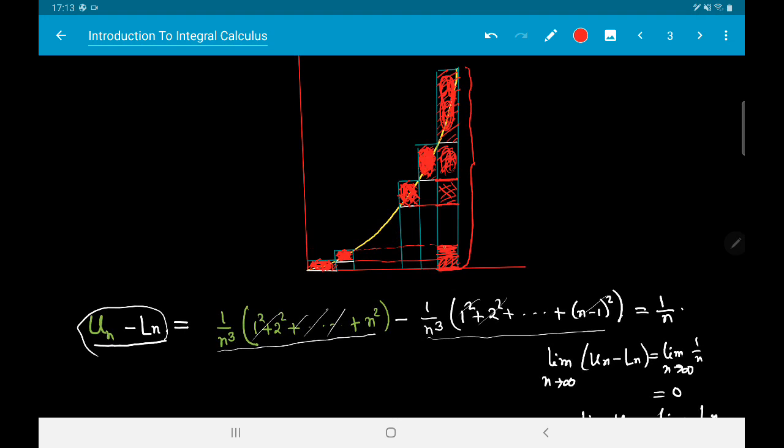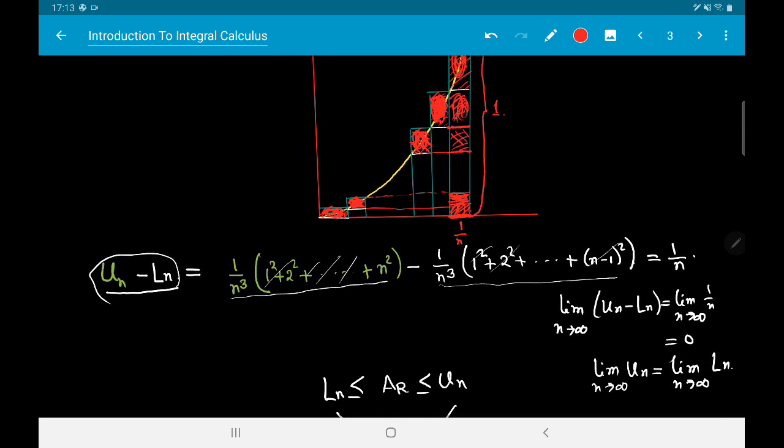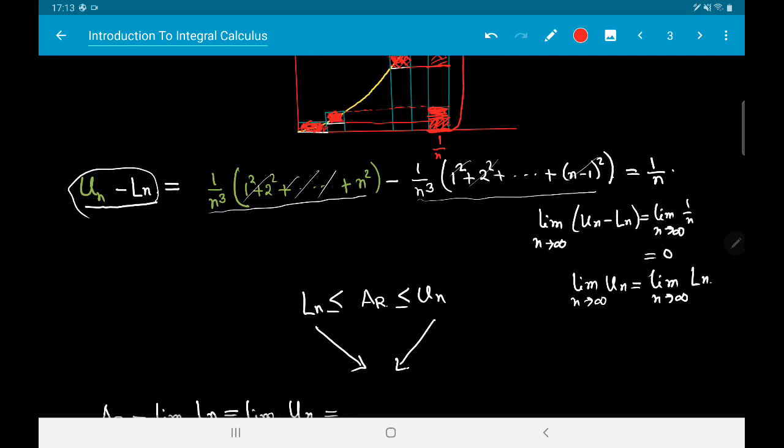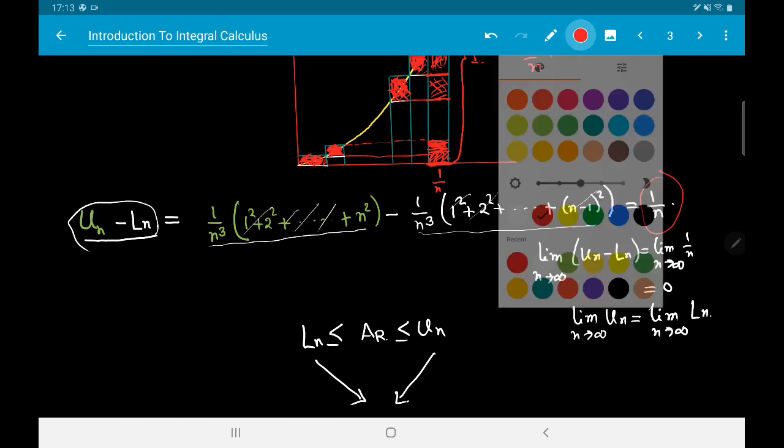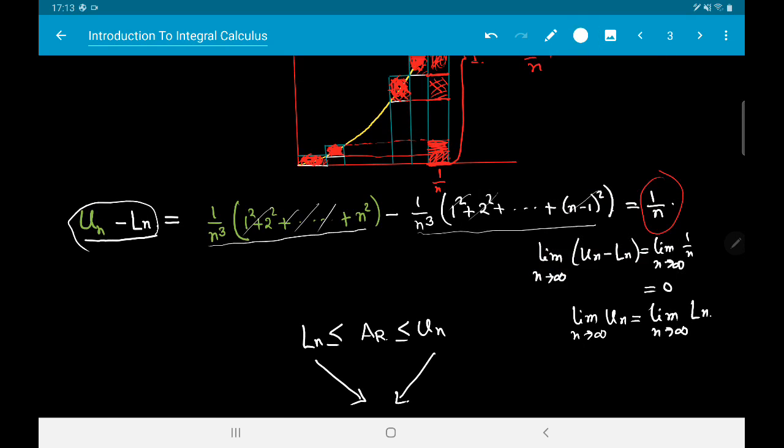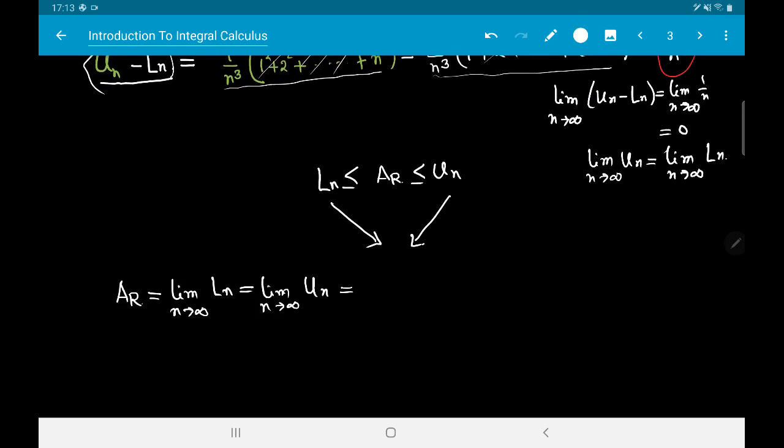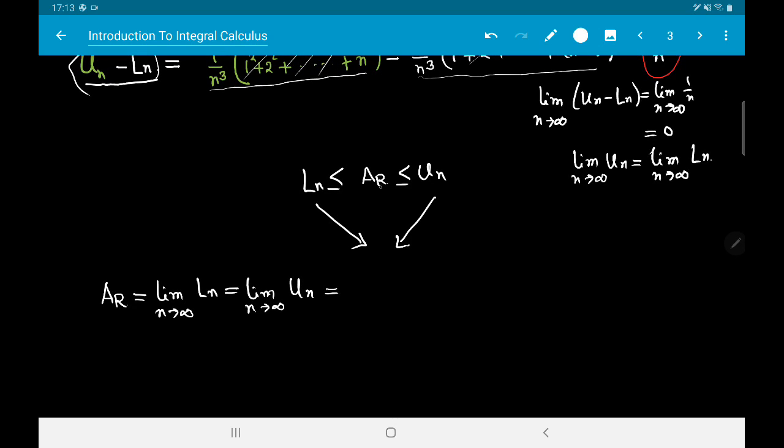And what is the area of this biggest rectangle? Well, we know that the base has length 1 by n and the height of the rectangle is 1, and consequently the area of this rectangle is 1 by n. So this is exactly what we are getting here, 1 by n, which is the area of the biggest rectangle. Well, we have now seen that AR lies between ln and un, and this is true for all n bigger than or equal to 1.